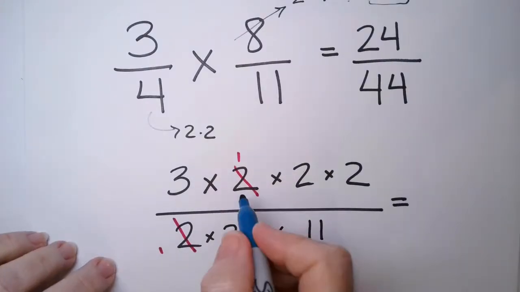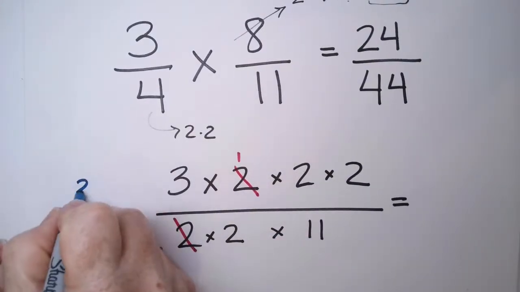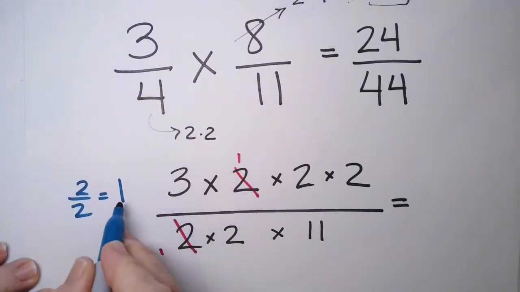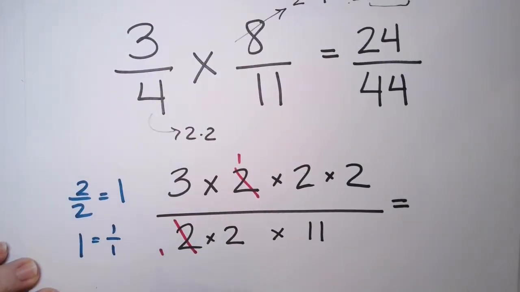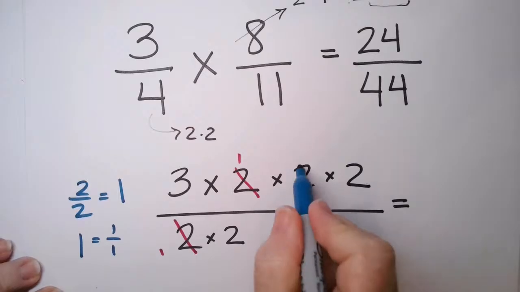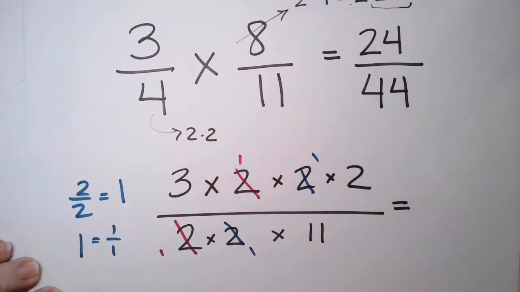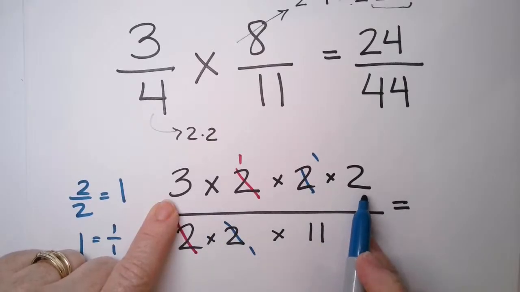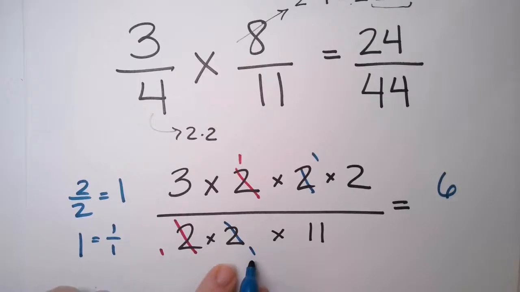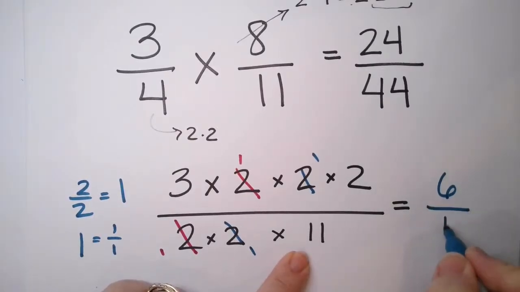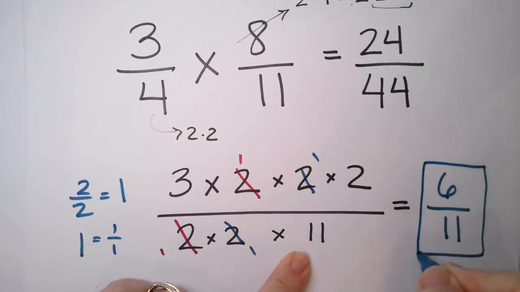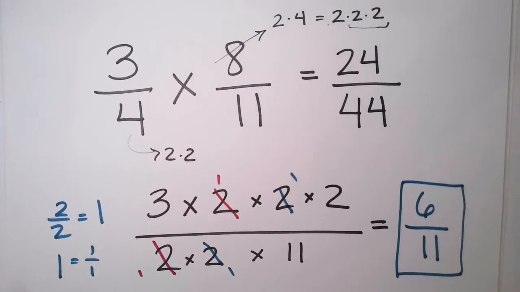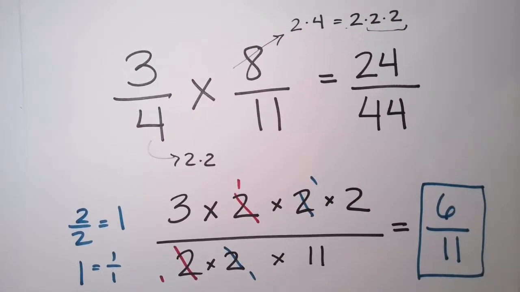Not a 0, because 2 over 2 is equal to 1. And this big 1 is the same as saying 1 over 1. Look at that. Canceling is so fun because it makes your calculations easier. What is 3 times 2? 6. And 1 times 1 is 1 times 11 is 11. How does that look to you? Does that look reasonable? Okay, good.